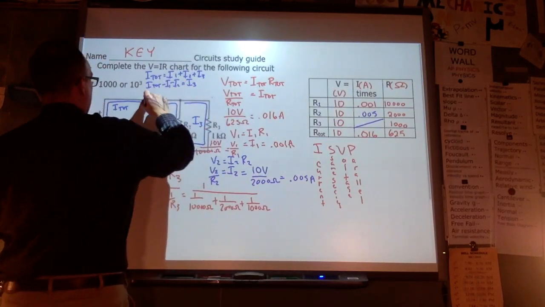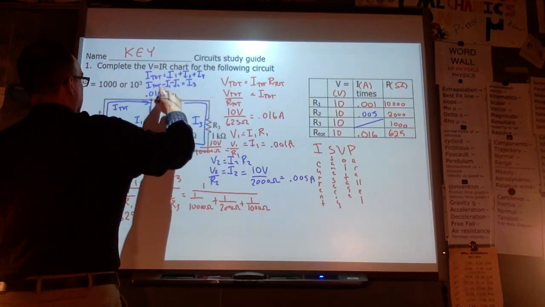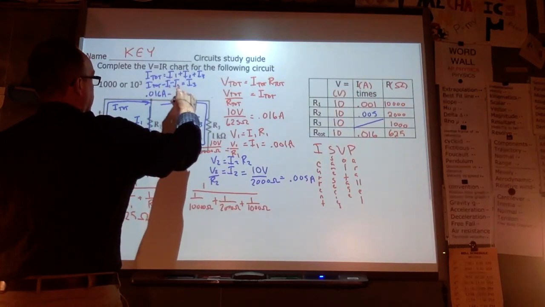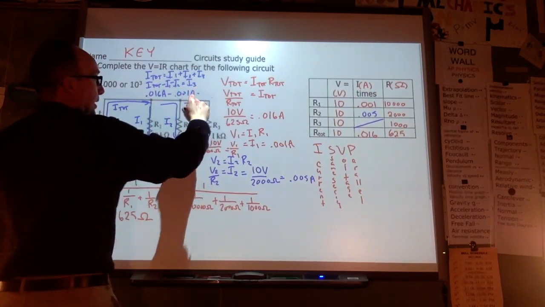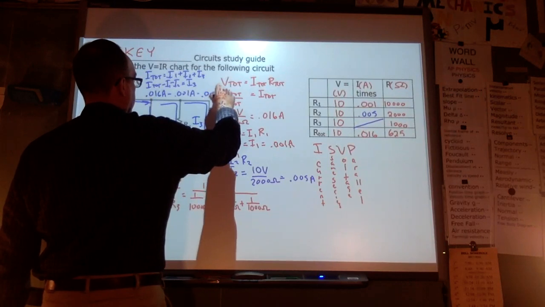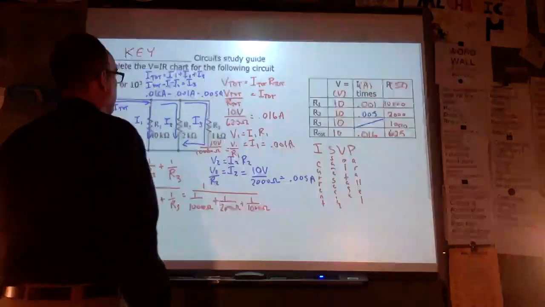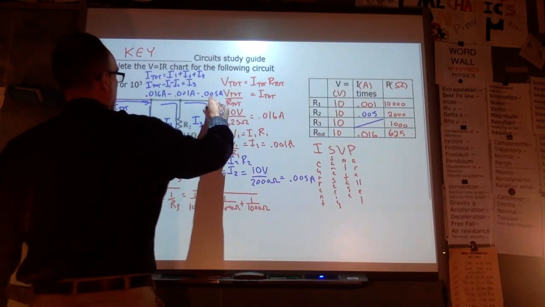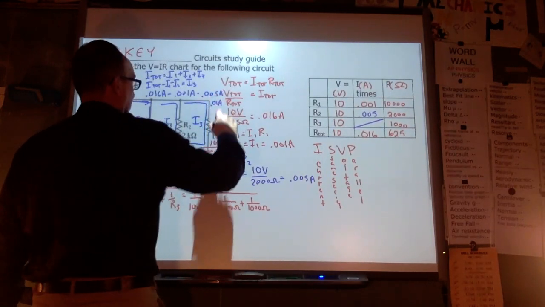So from our chart, I total is 0.016, I1 is 0.001, I2 is 0.005. So I get 0.01.